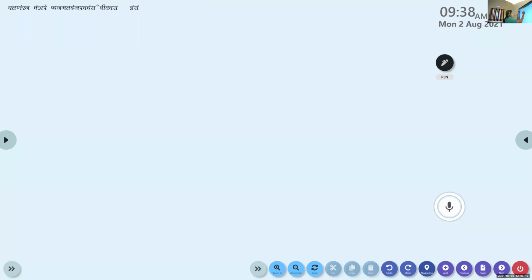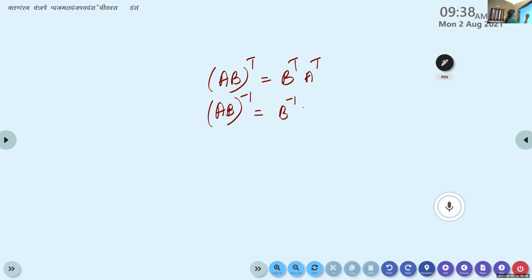What is the transpose of AB, children? What is the property we have learned? The transpose of AB is equal to B transpose into A transpose. Similarly, what is the inverse of AB? It is B inverse, A inverse, isn't it? The inverse of AB is B inverse into A inverse.